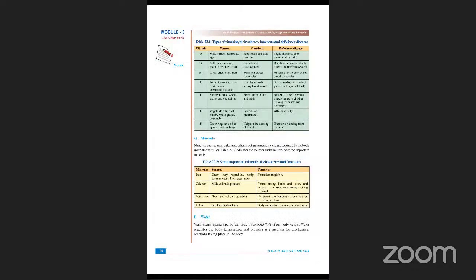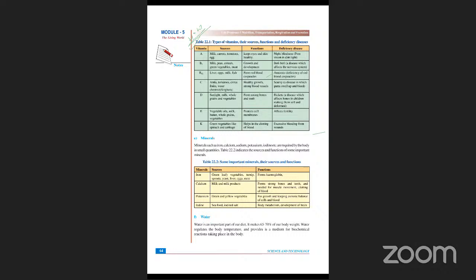Now there is a chart you have to draw. This is your homework. This is an important chart, I am saying it to you again. Why is it important? Because they will ask you about the disease or function of vitamin A or what are the sources of this. This is an important chart. I'm saying again. Okay, guys.